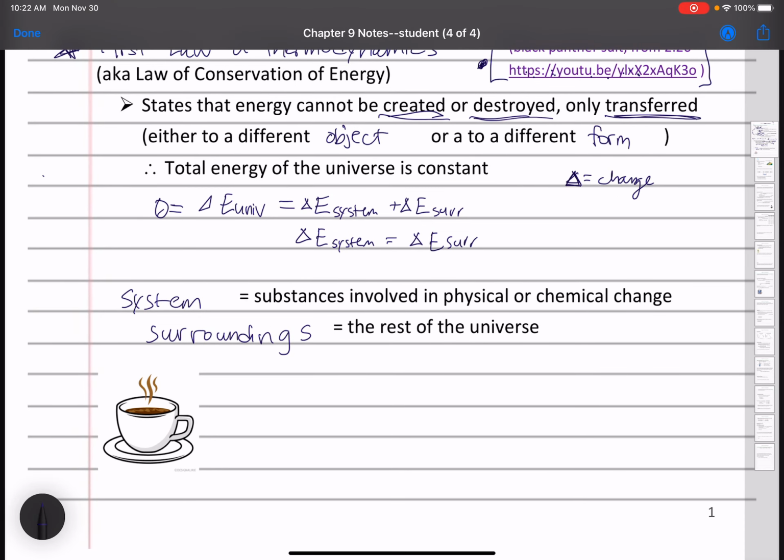All right, so let's take an example. We've got a hot cup of coffee or tea, whichever you prefer. So the system is the coffee. And the surroundings are the air around the coffee and maybe the cup and the plate, okay? So what's happening here is energy is lost by the system, which is our coffee, and energy is gained by the surroundings.